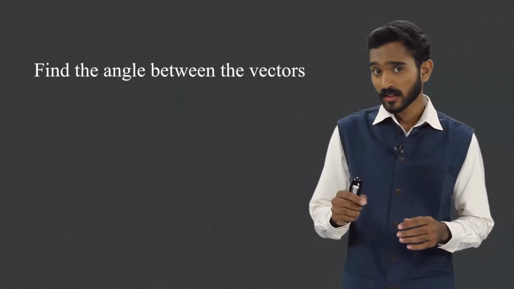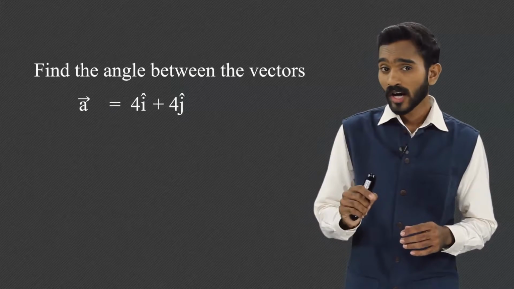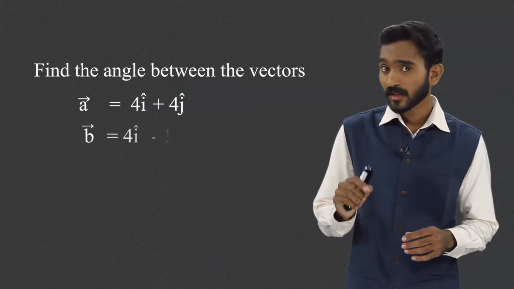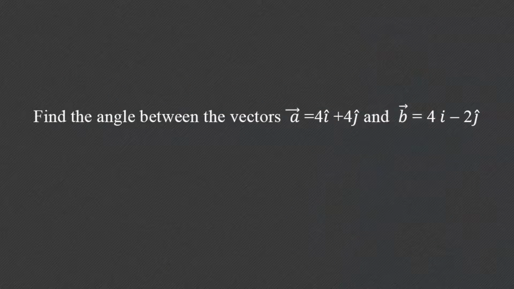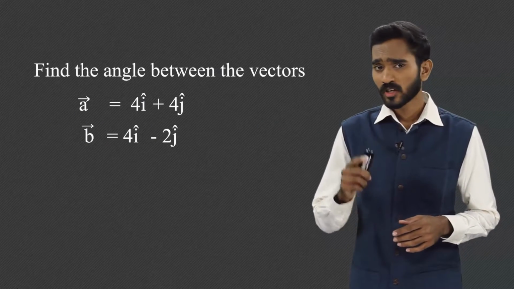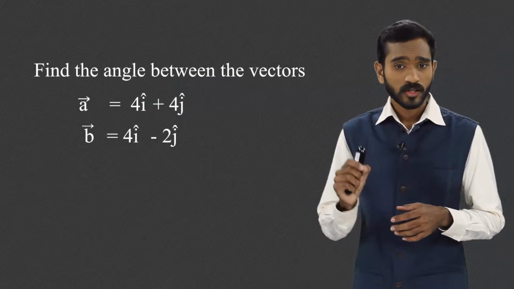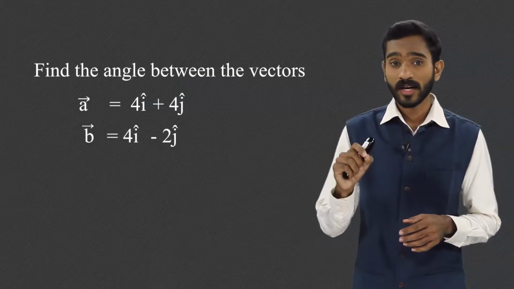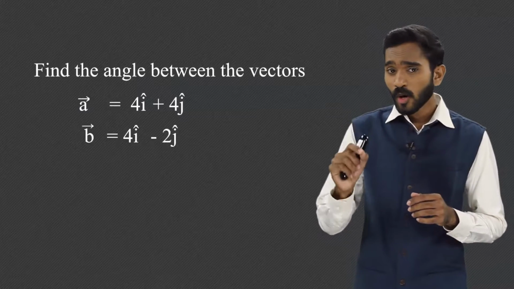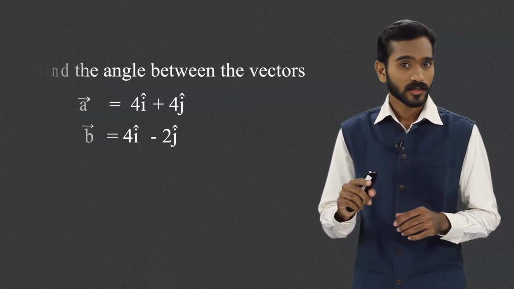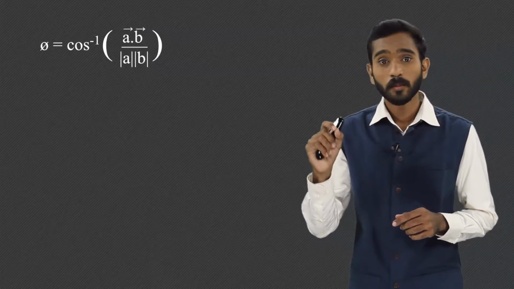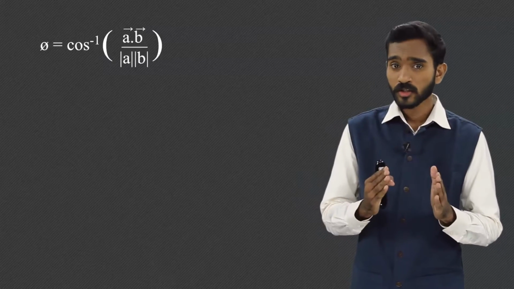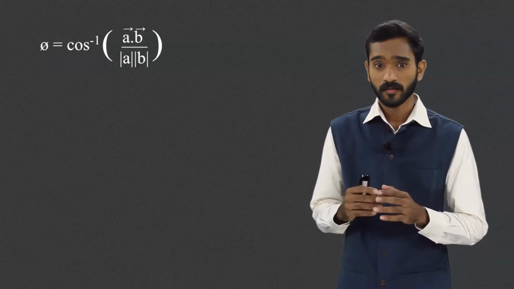Now the third question. Find the angle between the vectors A vector is equal to 4i plus 4j and B vector is equal to 4i minus 2j. Before moving on to the answer, let me explain what the formula for finding the angle between two vectors is. Listen, the formula for finding the angle between two vectors is theta is equal to cos inverse of A vector dot B vector divided by modulus of A into modulus of B vector.